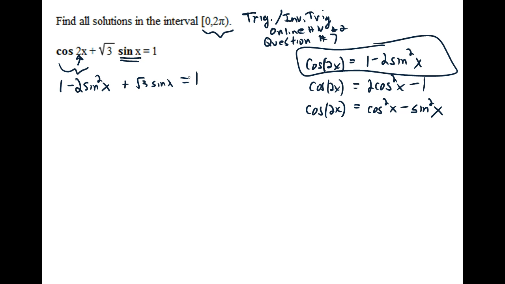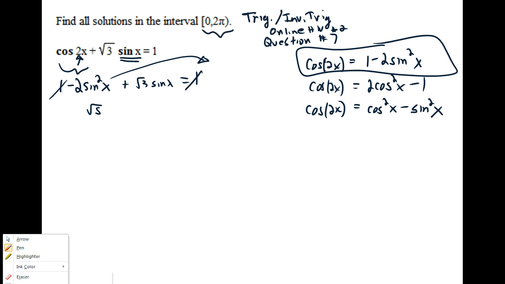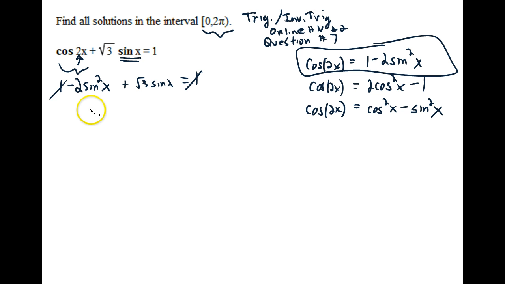By doing that, we have that the 1's cancel. And then we can shift this over to the other side and have root 3. Oh, you know what? I'm sorry. Don't do that. Let me backtrack a second. We don't want to do that. So here's what we want to do. Factor out a sine x. I'm sorry. At that point, we want to factor out a sine x. So let's go back and do that.